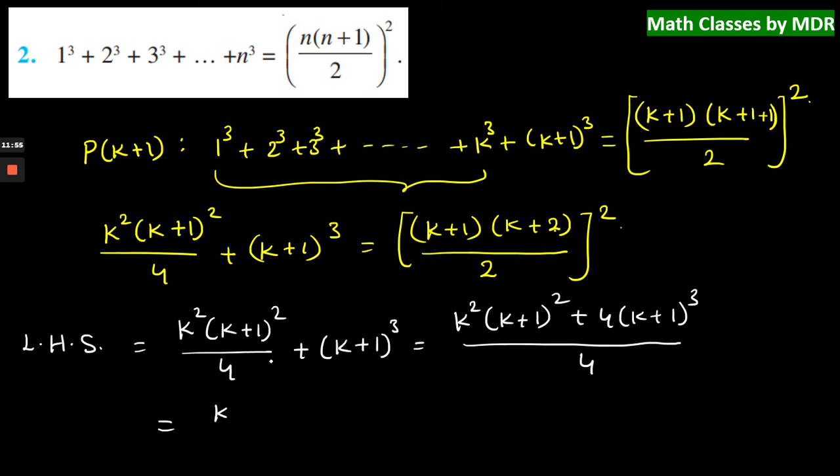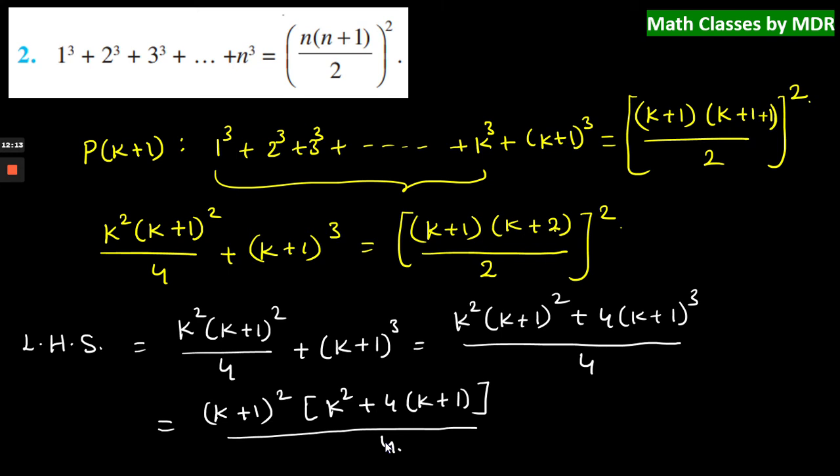So (k plus 1) whole square into k square plus 4 into (k plus 1), divided by 4. This is what we are left with, right? When we take (k plus 1) whole square common, we are left with k square from the first term, and from the second we are left with (k plus 1) into 4. So we can simplify it. This is (k plus 1) whole square into k square plus 4k plus 4, divided by 4.